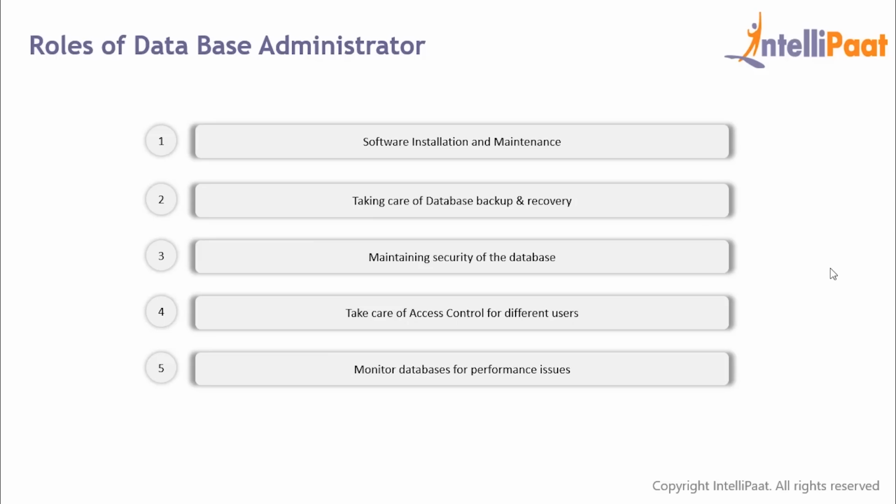The DBA has to also take care of access control. That is, he has to verify which users can be granted access to the system and which users should be denied. Then a DBA has to also monitor databases for performance issues. So if some part of the system is slowing down the processing, the DBA may need to make configuration changes to the software or add additional hardware capacity.